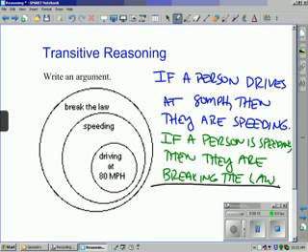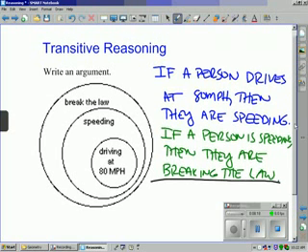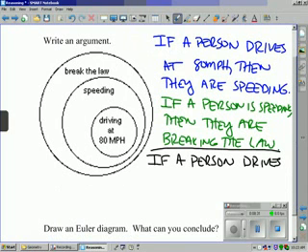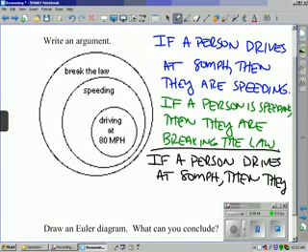Therefore, for our conclusion, we can see that if a person drives at 80 miles an hour, then they are speeding. If a person is speeding, then they are breaking the law. So if we take our first hypothesis and connect it with our last conclusion, we get another conditional statement. If a person drives at 80 miles per hour, then going all the way down to my last conclusion, then they are breaking the law.